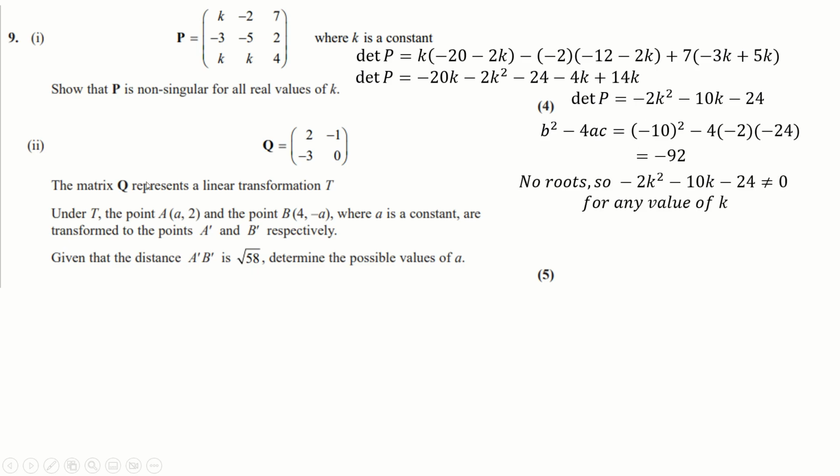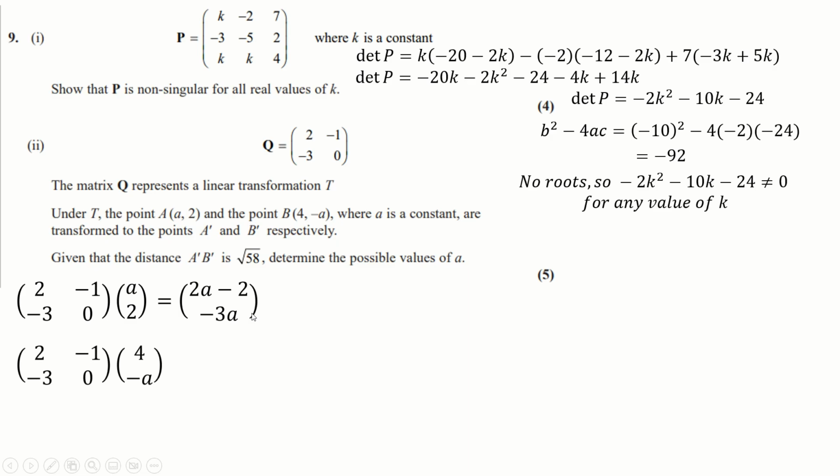Q represents a linear transformation, sure. Under T, the point A and the point B go to these places, distance is this. So okay, let's just transform A and transform B. So we're going to do this times A, and then this times B as well. So firstly, that's that. It's just 2A minus 2 minus 3A, that's it. And then this one likewise.